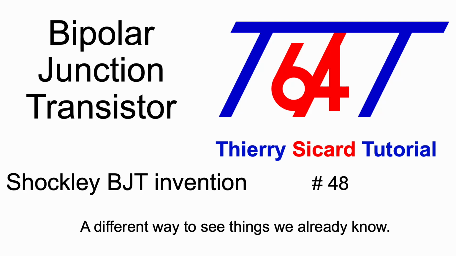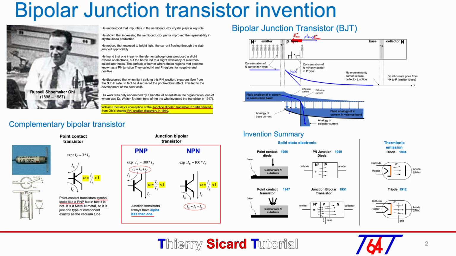Hello everyone, in this TRC car tutorial number 48 we will review the bipolar junction transistor invention and how it works using several analogies for the explanation, with a quick reminder of the PN junction invented by Russell Ohl. Finally, we will compare the bipolar junction transistor and the point contact transistor, and we will do a summary of all the electronic component inventions from 1904 to 1951.